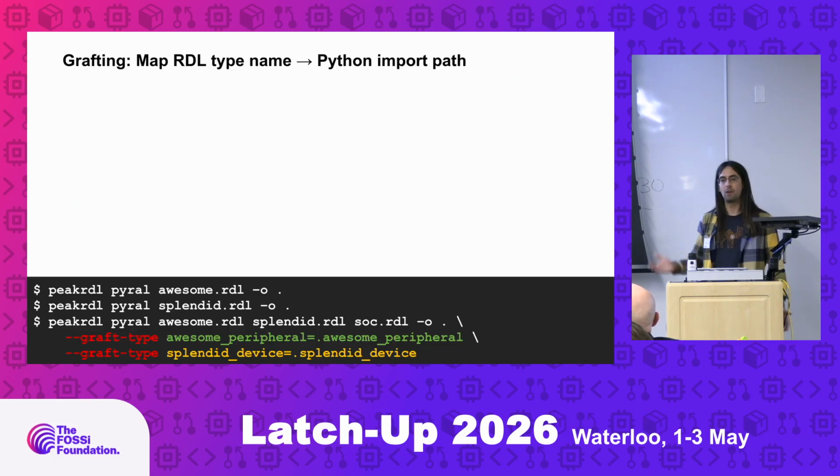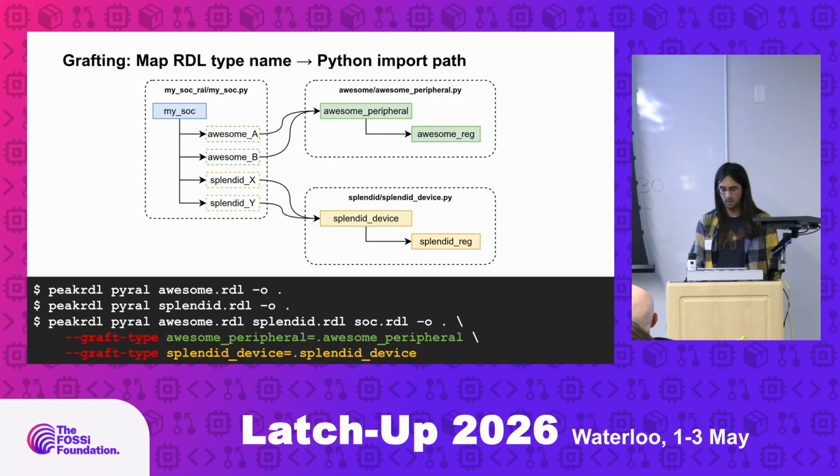But instead, you can graft stuff. This is a pretty unique feature of this tool. Down here, I generate the two subcomponents, and then at the top level, I say, if you encounter this RDL type, graft it using this relative Python import, and then you can stitch your design together into a larger system. And that looks like this. You have two separate RALs generated on the side, and the top level knows where to find its partners.